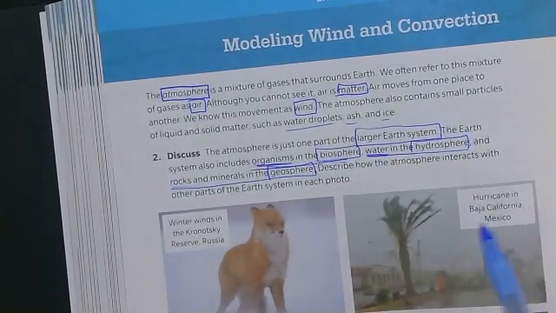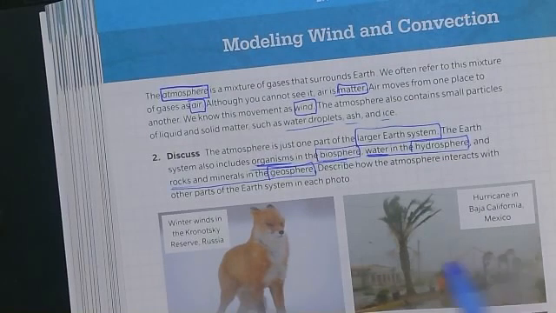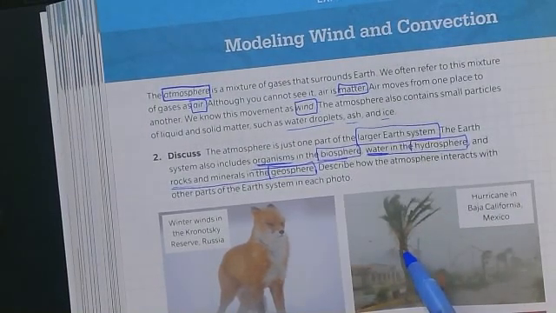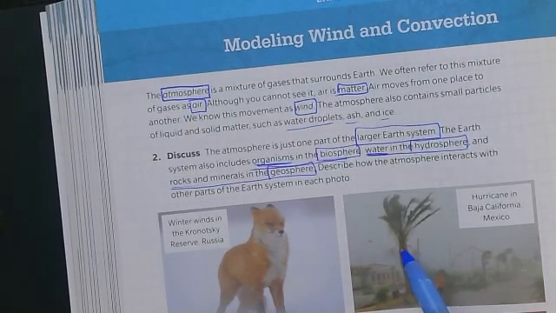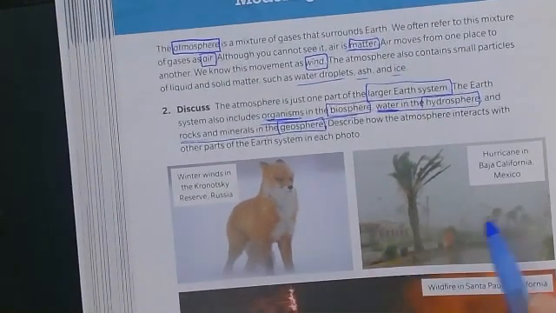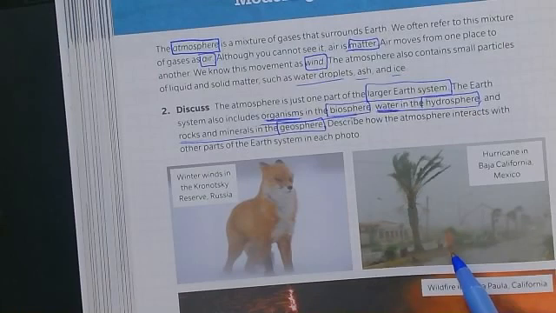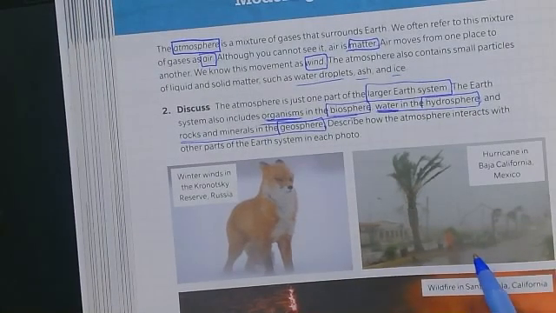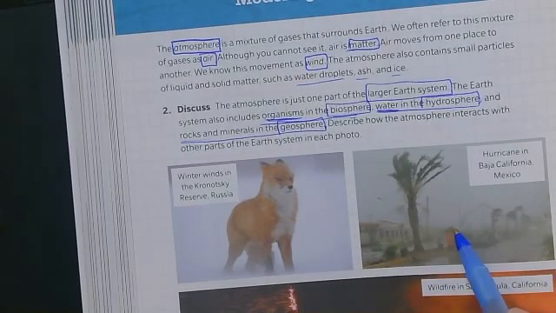Over here, it says hurricane in Baja California, Mexico. We can see also the wind is interacting with the trees here. Trees are living things, so that is a part of the biosphere. Also, you can see these buildings in the background are being affected by the wind as well, and there's a human there and a car in the background. So humans and trees are a part of the biosphere, so the atmosphere is interacting with the biosphere.